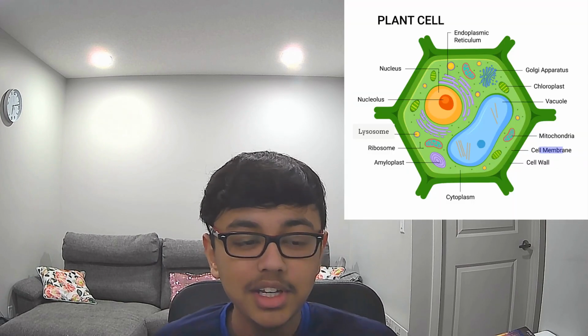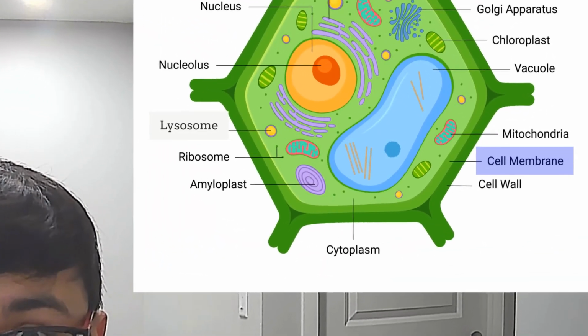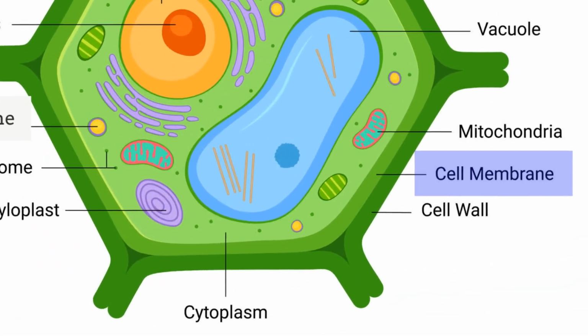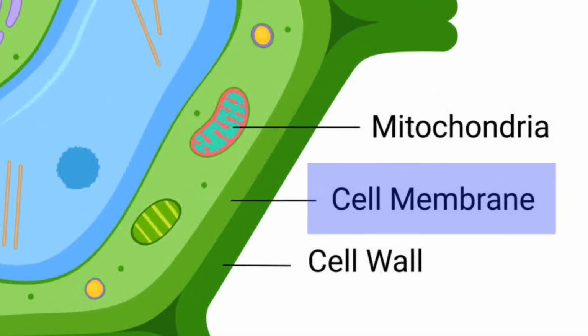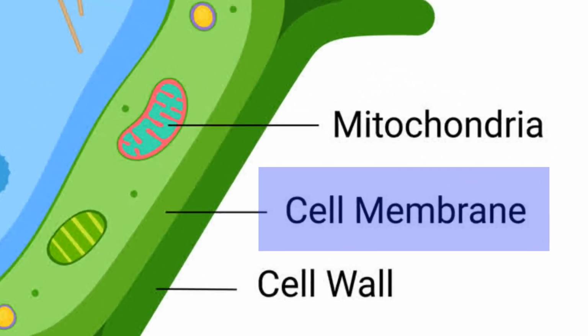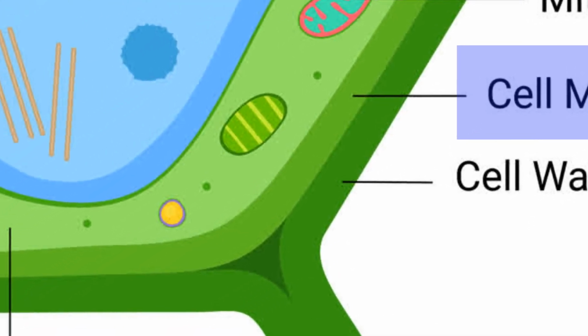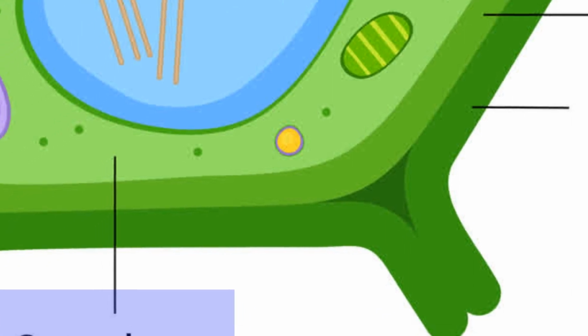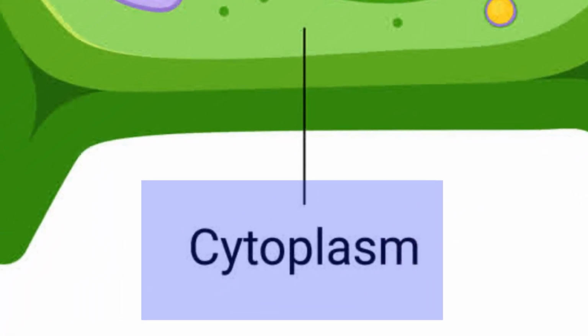So the cell membrane is a thin outer layer that gives the cell support, and it also allows materials to come in and out of the cell. So this is really helpful for getting materials from the bloodstream such as oxygen or food or nutrients. So our second organelle is the cytoplasm, and the cytoplasm is a jelly-like fluid that transports materials around the cell, and all of the cell organelles sit inside of this jelly-like fluid.